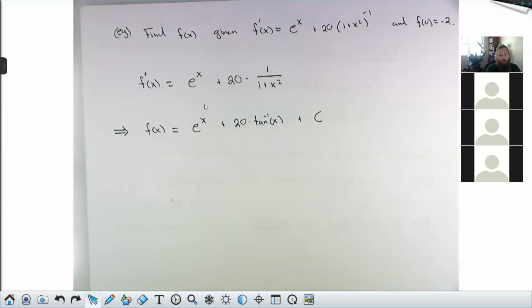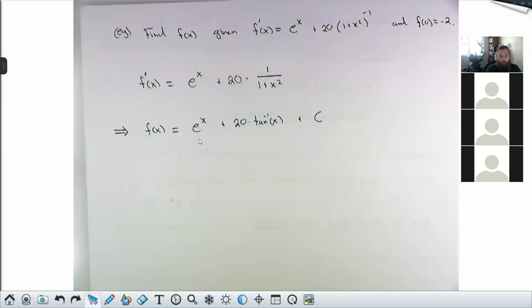An antiderivative for e to the x is, look at the table, e to the x. An antiderivative for 1 over 1 plus x squared is, look at the table, inverse tangent of x. And the 20 here, being a constant multiple, comes along for the ride, stays a constant multiple. You could check by differentiating that the derivative of this is indeed this.